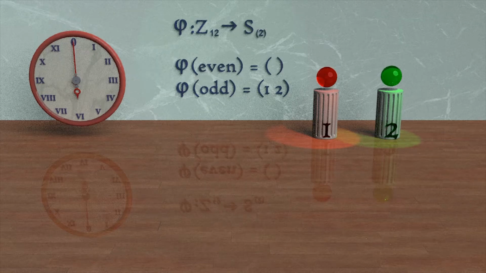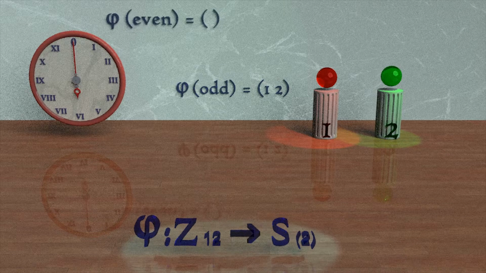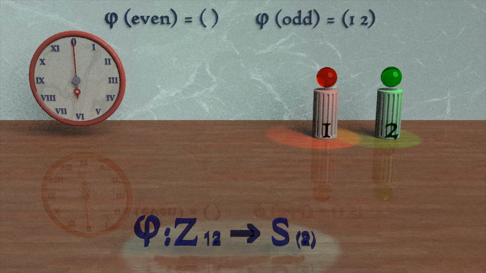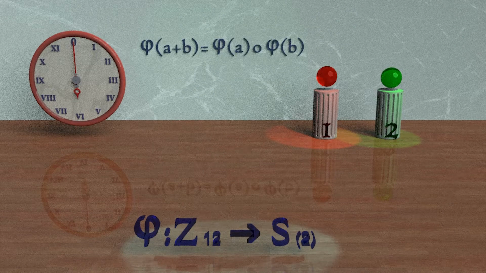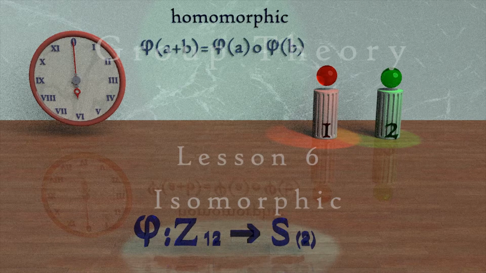Our last video showed a relationship between Z12 and S2, and we created a function or mapping that takes us from the elements in Z12 to the elements in S2, and importantly, all the elements satisfied this formula. Because this all worked, we knew these two groups were homomorphic. They were the same shape.